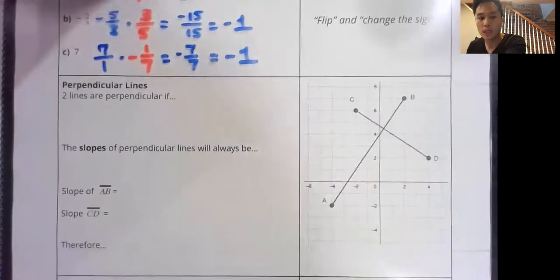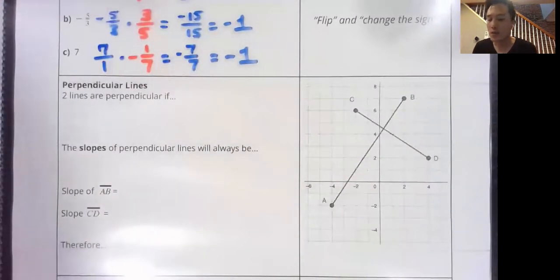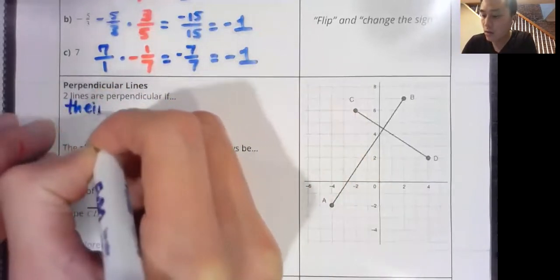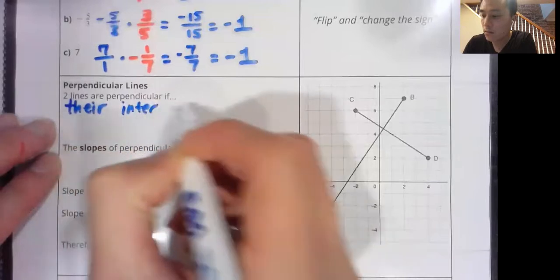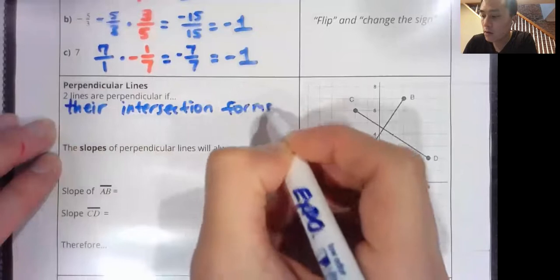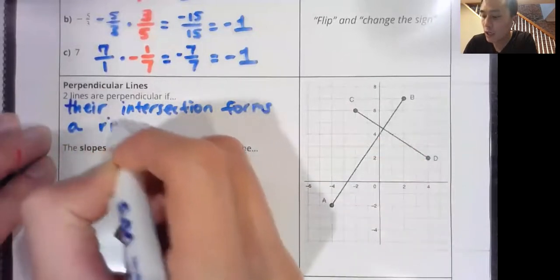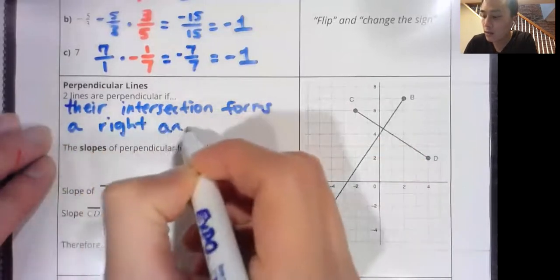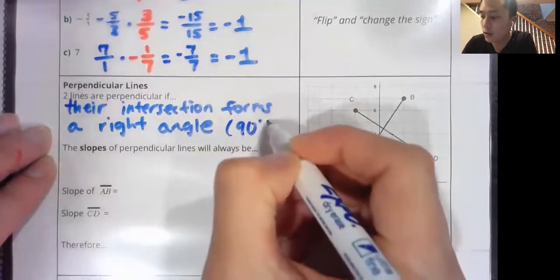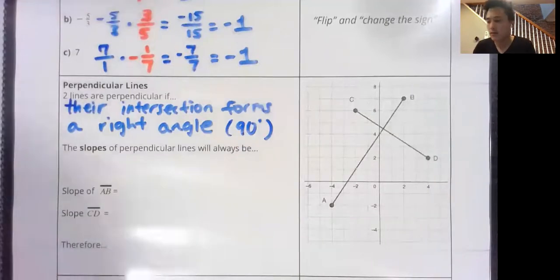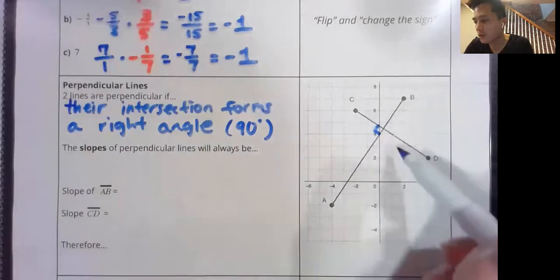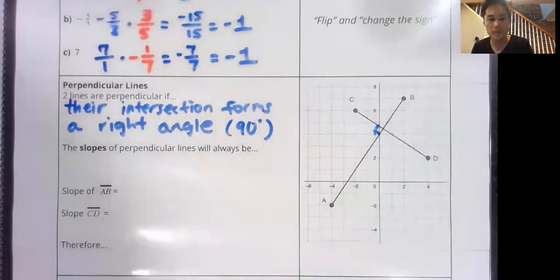Let's talk about perpendicular lines. Two lines are perpendicular if their intersection forms a right angle. Remember, a right angle is 90 degrees. Just like here, these perpendicular lines form a right angle.